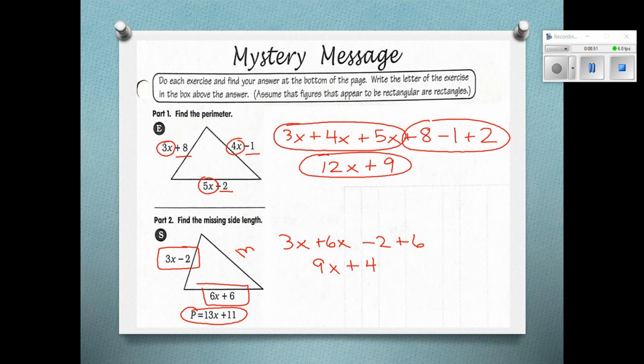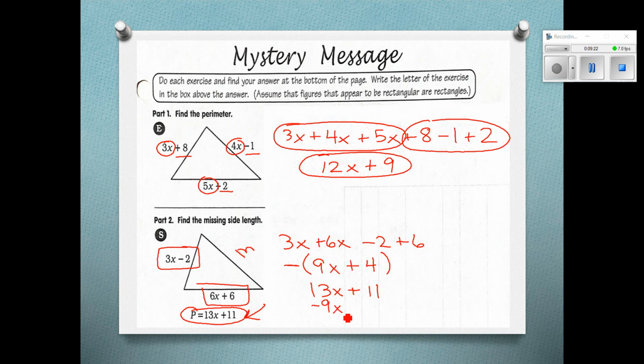Now, I want to subtract that from the perimeter. The perimeter is right here, 13x plus 11. Remember, when subtracting with a polynomial, we're going to have to change the sign of each term within the polynomial that we're subtracting. So I'm going to take the perimeter, which was 13x plus 11.